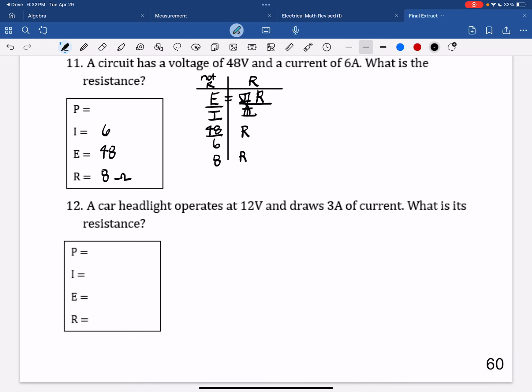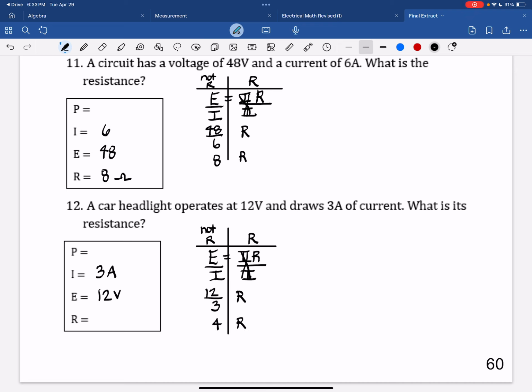A car headlight operates at 12 volts and draws 3 amps of current. What is the resistance? So E equals IR will do fine for me here. And R is what we're looking for. So we'll line up everything that's not R on that side and divide it by I. So we get 12 over 3 equals R. So R is 4 ohms.